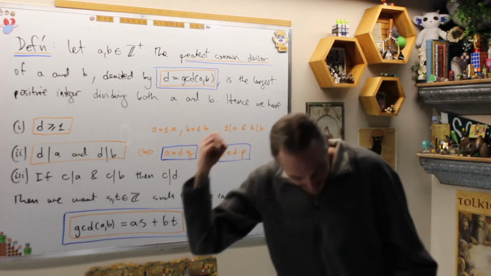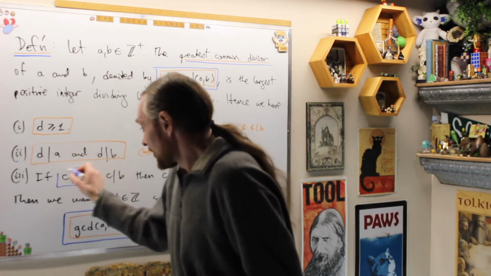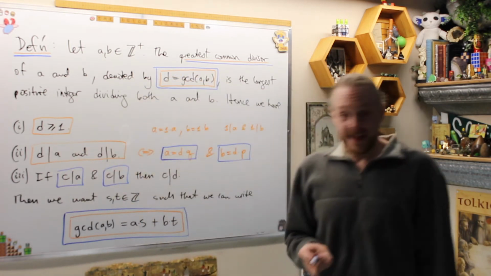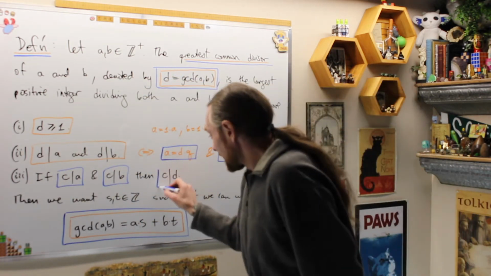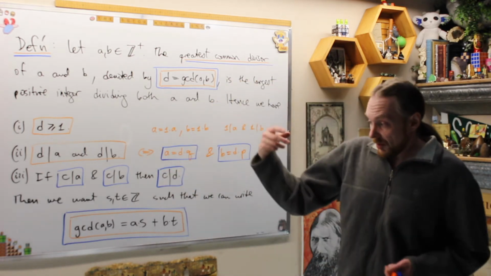And then why is it the greatest common divisor? Mathematically, this says that if there's some other integer c which is a common divisor of a and b, then this number c also divides d. So d is the largest one that divides both a and b.